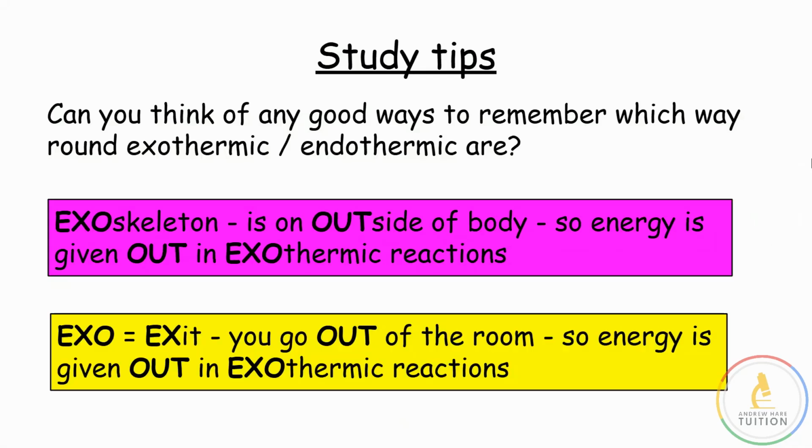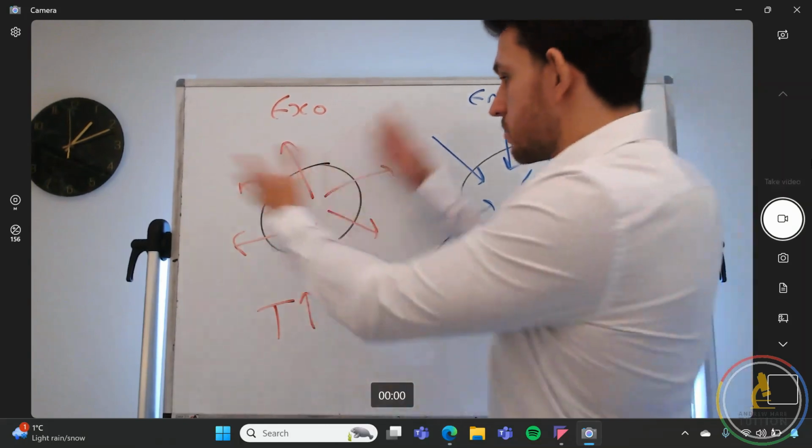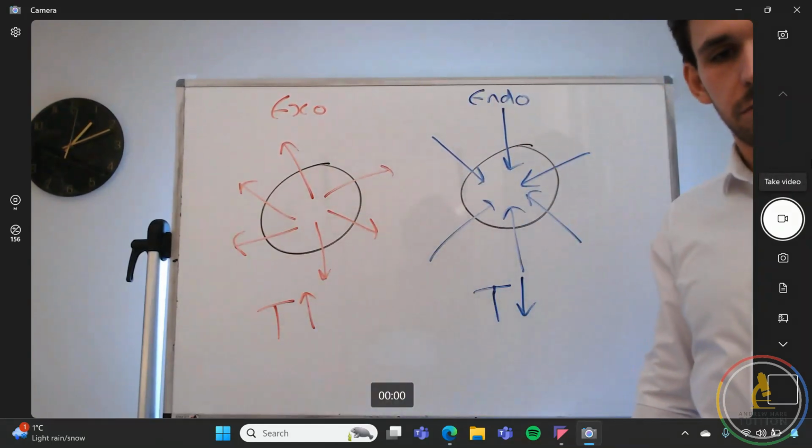Here's another, and this one's a bit simpler, I suppose. Exo makes me think of exit. When you exit a room, you go out of the room. So again, this links to the idea of energy being given out in an exothermic reaction, okay?